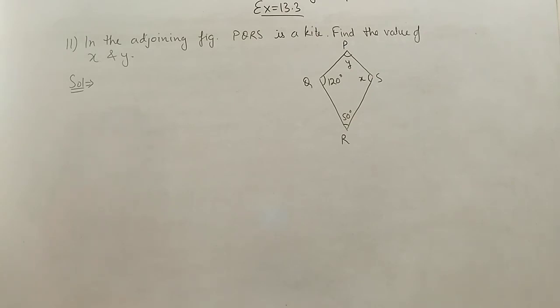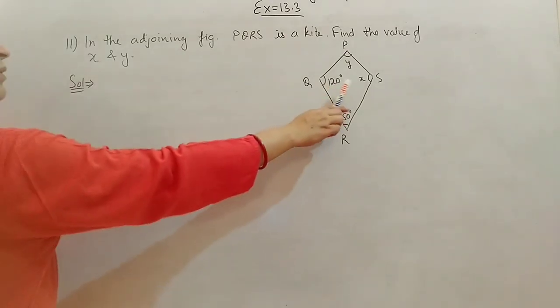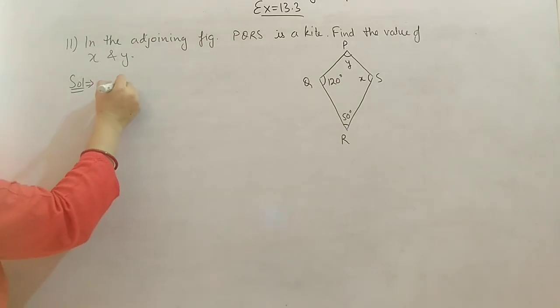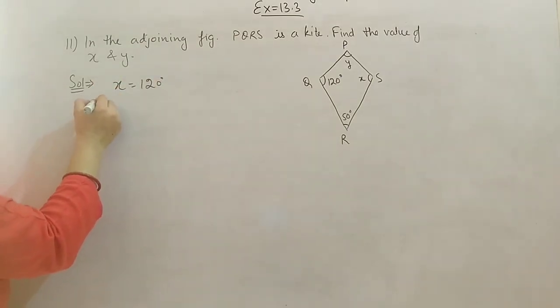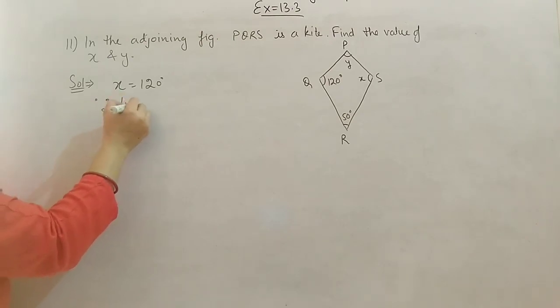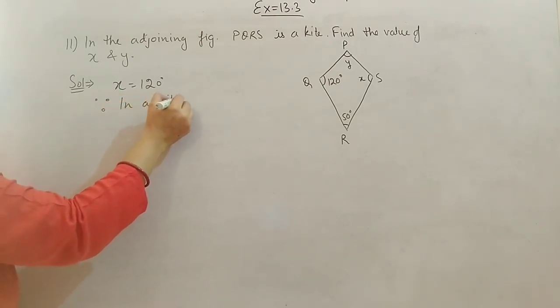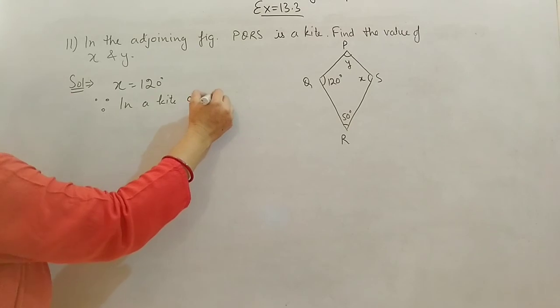Next question number 11. In the joining figure, PQRS is a kite. Find the value of X and Y. So X will be equal to 120 degree. Value of X will be 120 degree, and what reason we will give? Because in a kite, one pair of opposite angle is equal.